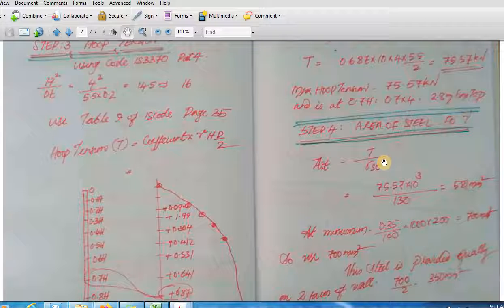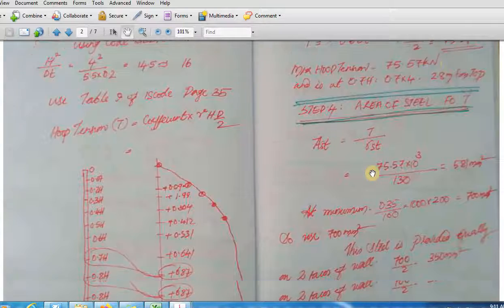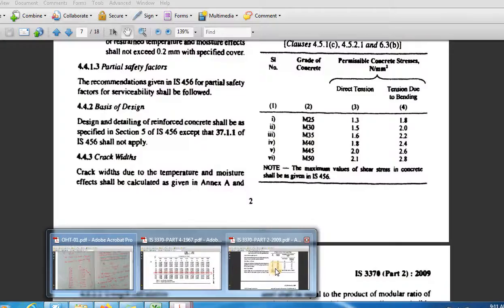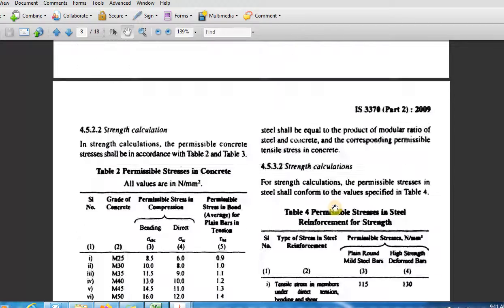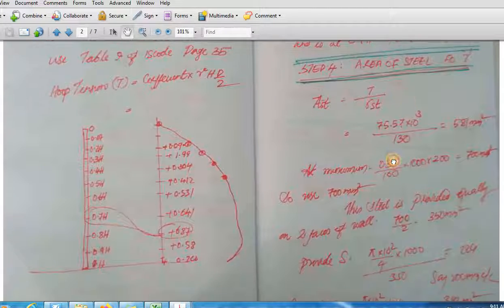Now the next step is to find out the area of steel required for that. You know very well, because we have done a number of problems, area of steel is nothing but tension divided by sigma st. Sigma st is 130. In the previous problems we have taken 150, and I told you the code gives 130 clearly here. So let us take 130. Please keep that in mind.